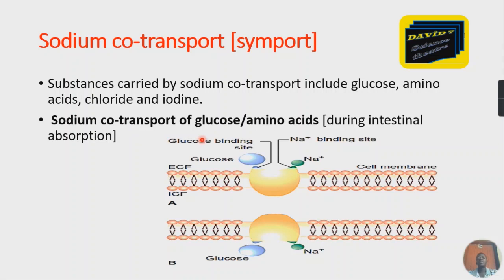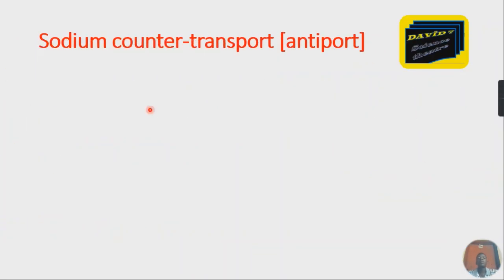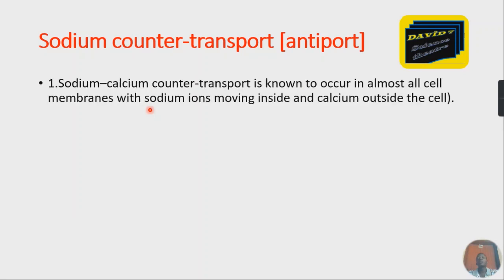And transport of glucose or amino acids occurs majorly in intestinal absorption, okay? In the ileum or in the small intestines, absorption of these two will require a symport carrier. Now, iodine, we've talked about it, important in iodine trapping. So let's talk about the sodium counter transport. This one requires an antiport carrier.